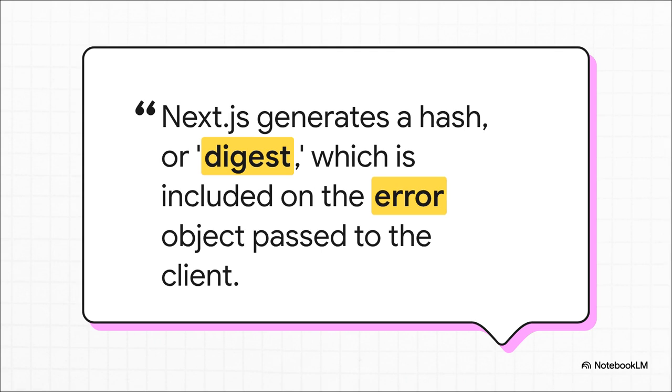Now here's a super important point. For security reasons, Next.js is not going to send detailed server error messages to the client in production. Instead, that error object gets a special property called a digest. It's just a unique hash. This is the absolute key. It's the bridge that connects that vague error message your user sees to the super detailed logs on your server, letting you find and squash bugs securely.